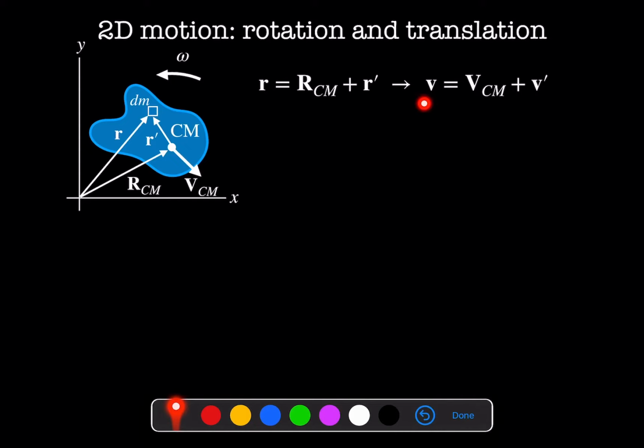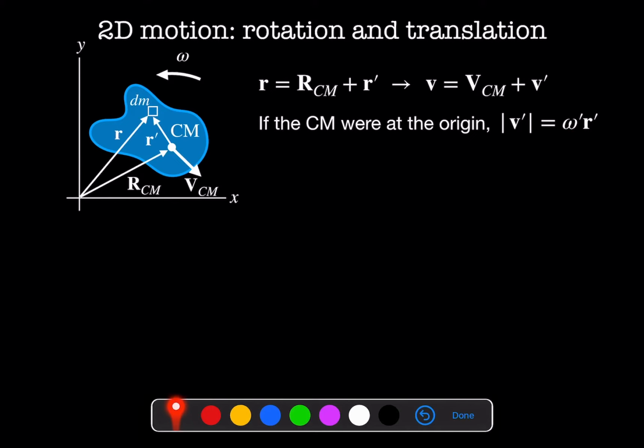And the velocity of this point would be given by the velocity of the center of mass plus the velocity relative to the center of mass. We can calculate this by pretending that the center of mass were at the origin. This object is rotating about the center of mass with some angular velocity, omega prime, which tells us that the magnitude of v prime is going to just be omega prime times r prime.